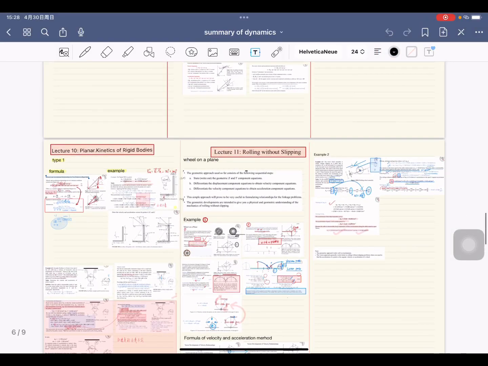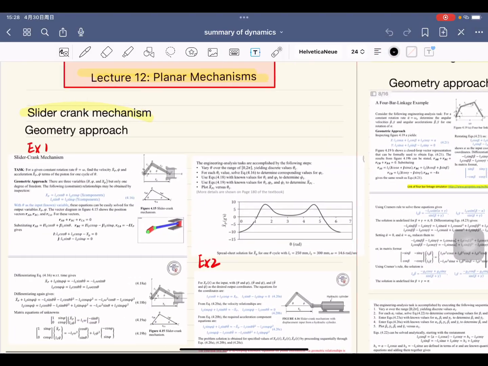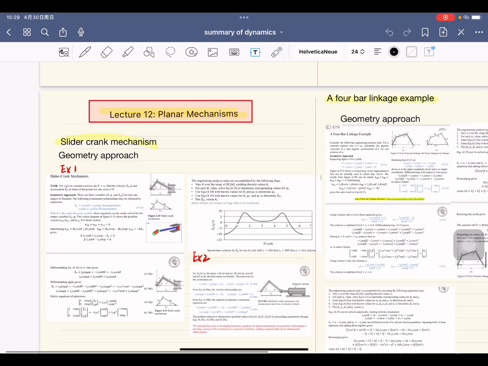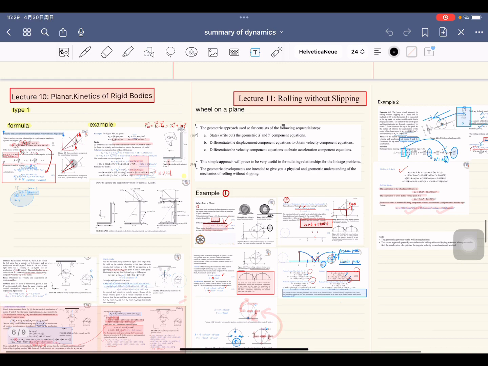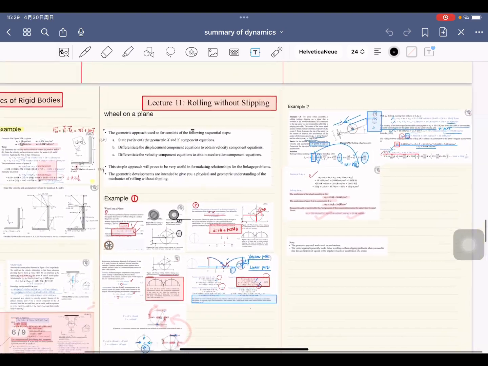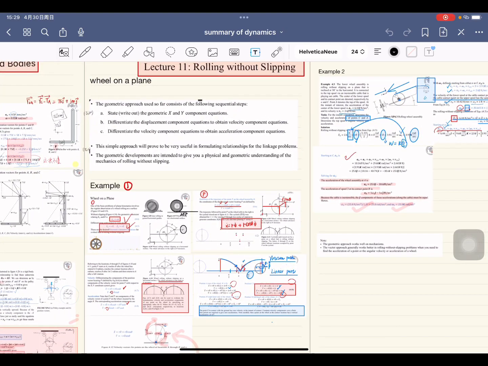Hello, today I want to teach you lecture 12. It's about planar mechanisms. After we come to this, you will find that the models are different, right? In lecture 10, we studied the two-bar model. And in lecture 11, we started rolling without slipping models, right?